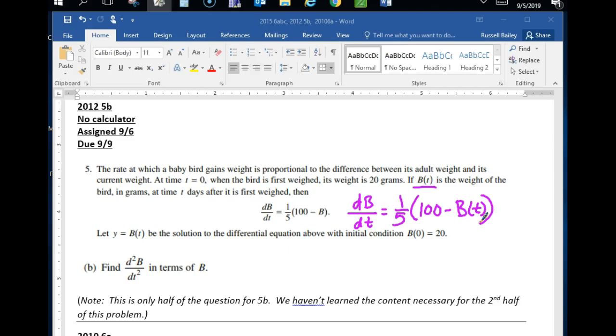Anyway, so there's that. They want us to find the second derivative. Well, we've already got the first derivative, so here's my question to you. How do you find the second derivative? Well, you just take the derivative of the derivative, right? All right, so here's my first helpful hint to you guys. Actually, before I get to the helpful hint, notice it says in terms of b, and what that means is they only want there to be a b in the equation, nothing else.